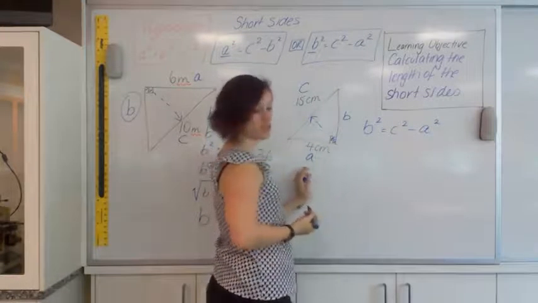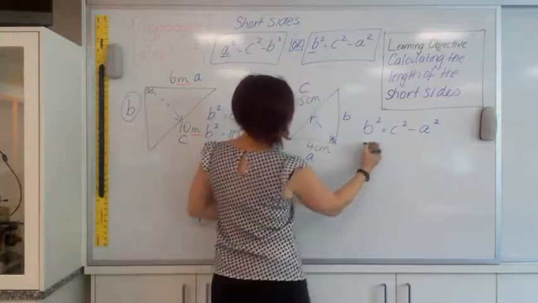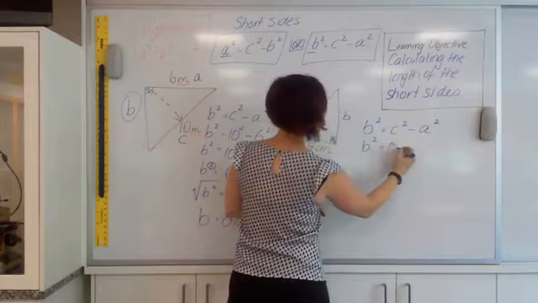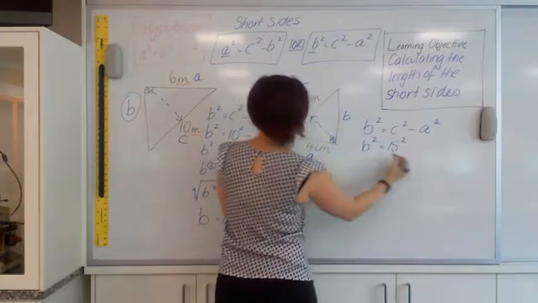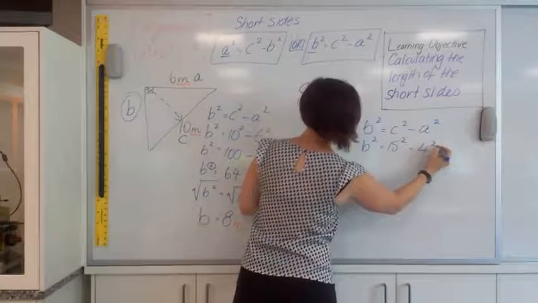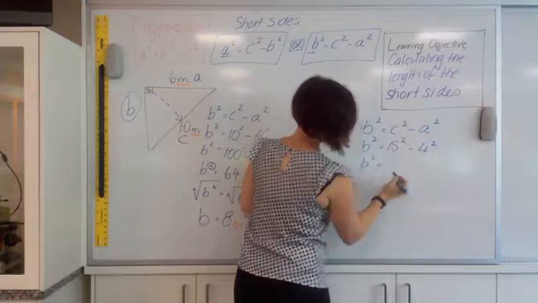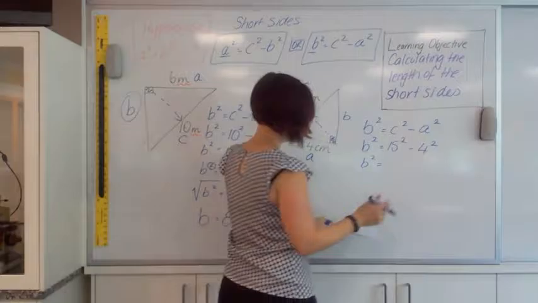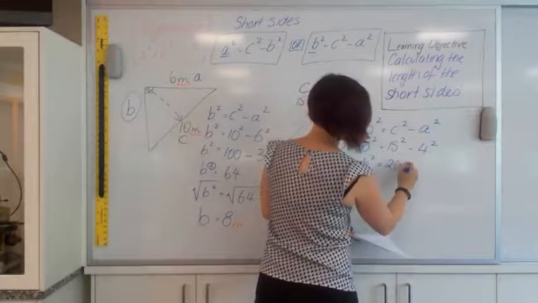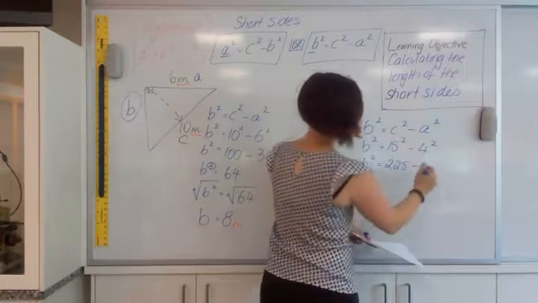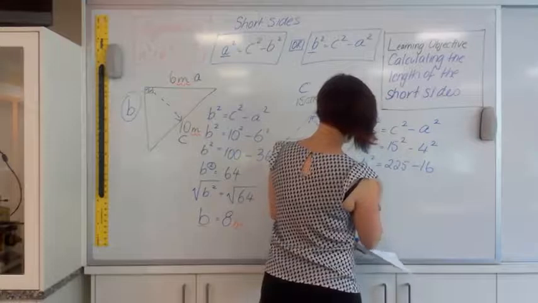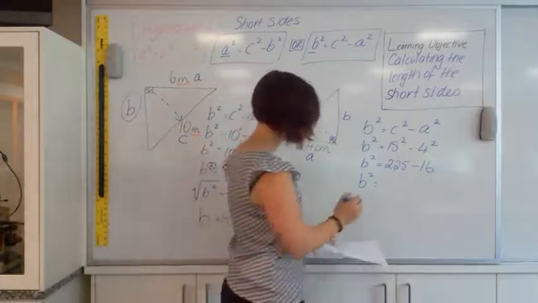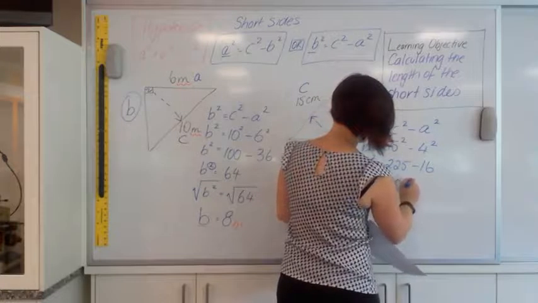We substitute our numbers in, okay? So we don't have B yet. C is 15. A is 4. I did get a calculator, I just prepared it a bit earlier. Okay, so I'm going to read my paper. 15 squared is 225, and 4 times 4 is 16. So 225 take away 16 gives us 209.